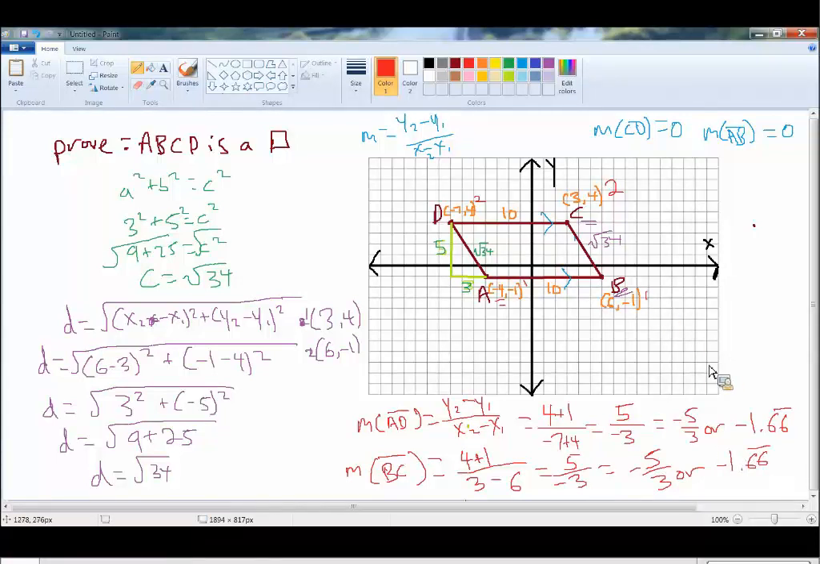So they've got the same slopes. AD has the same slope as BC, which means AD and BC are parallel. Now we've proven that both opposite sides are parallel, and therefore, congratulations, we have proven that this is a parallelogram. All right.